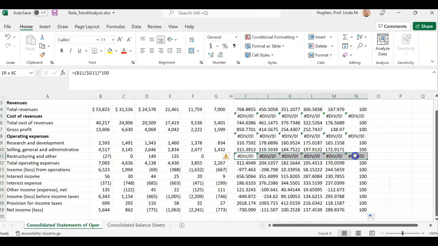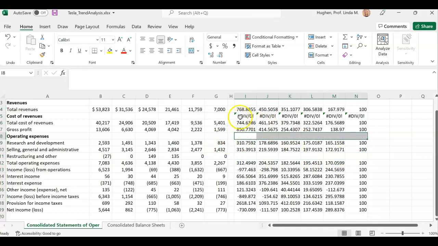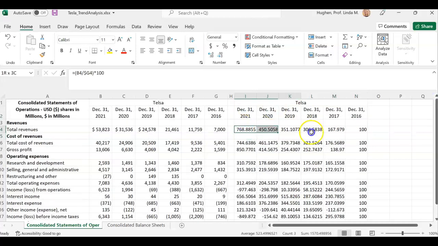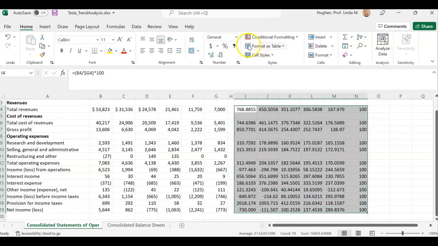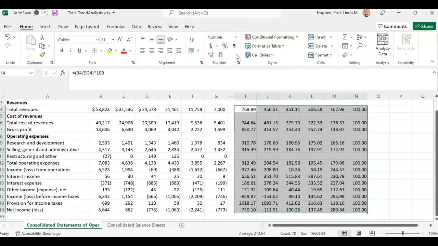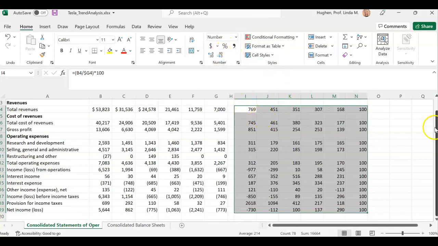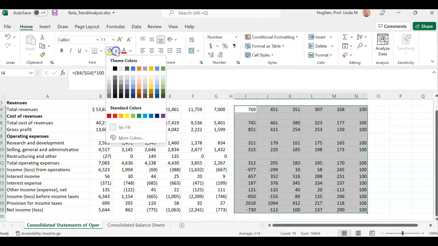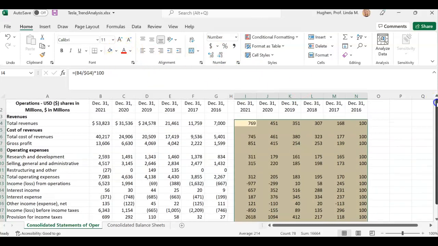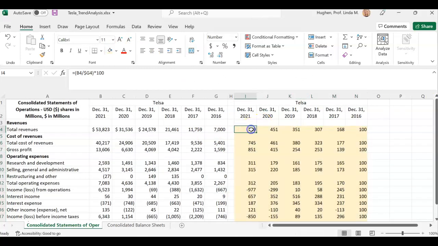I want to eliminate any divided by 0 errors. I want to change the formatting of these numbers so that I don't see so much information here. Okay, so this is the information here that I want to be focused on. Here is my trend analyzed income statement. So everything is being reported as a percentage of fiscal year 2016.